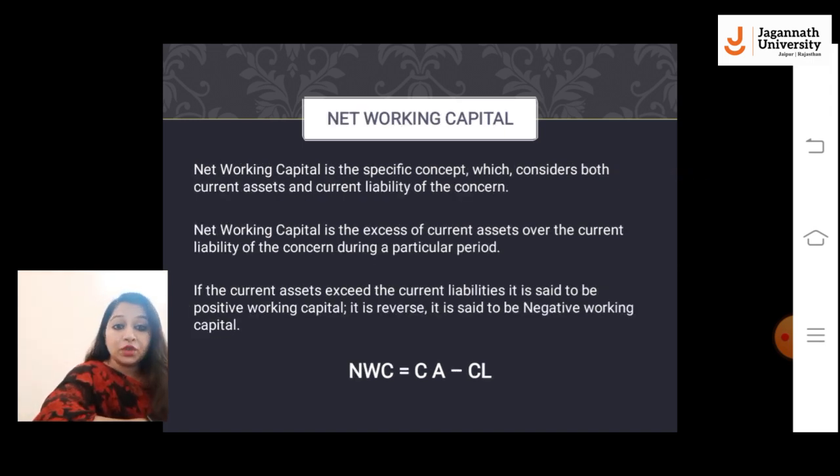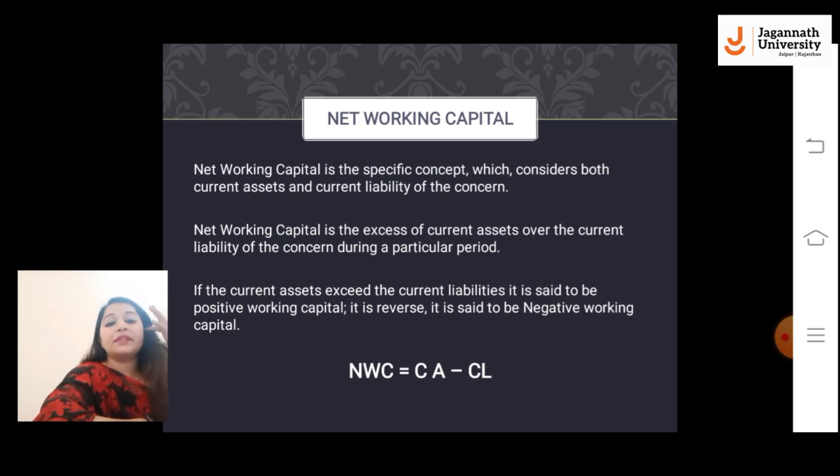Next is net working capital. Net working capital is a specific concept which considers both current asset and current liability of the concern. Net working capital is basically excess of current asset over current liability. That is known as net working capital. In this, we will discuss two types: positive and negative working capital.